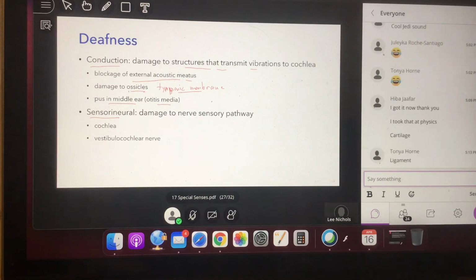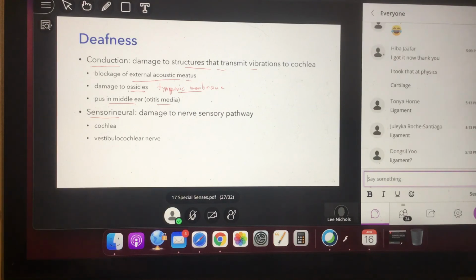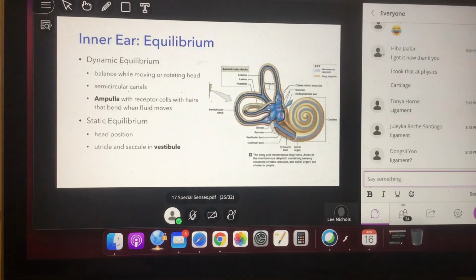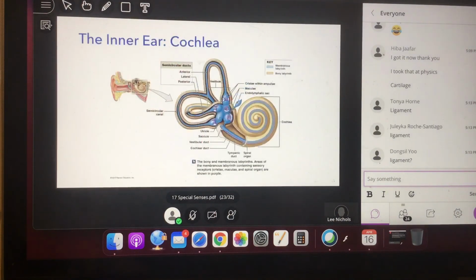Not a cartilage. You might find cartilage, but the connecting bone to bone is a ligament. Those are called ligaments. Exactly. And the ossicles of the middle ear.